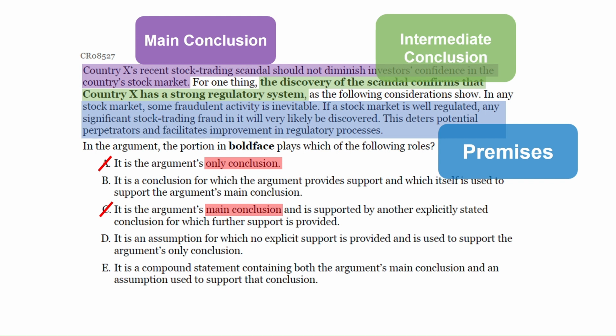D, we won't worry about what an assumption is, but it says that there's no explicit support provided for the bold part. That's not true. And finally, E looks like it's trying to confuse us with a compound statement, but it's definitely not the argument's main conclusion. That's not true either. The correct answer is B.